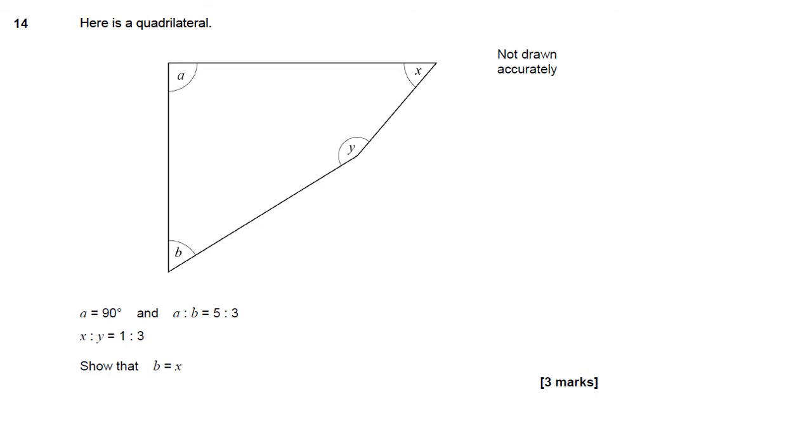Okay, there's a quadrilateral now. And again, we're told things about ratios. So we're told that angle A is a right angle, 90 degrees. The ratio of A to B is 5 to 3, so that will allow me to find B. So we've got 90 over B is in the ratio of 5 over 3. So therefore B is going to be equal to 90 times 3 over 5. And just do that on a calculator. So 270 over 5. Well, 250 over 5 is 50. So that's 54. So we've got this angle here is 54 degrees.